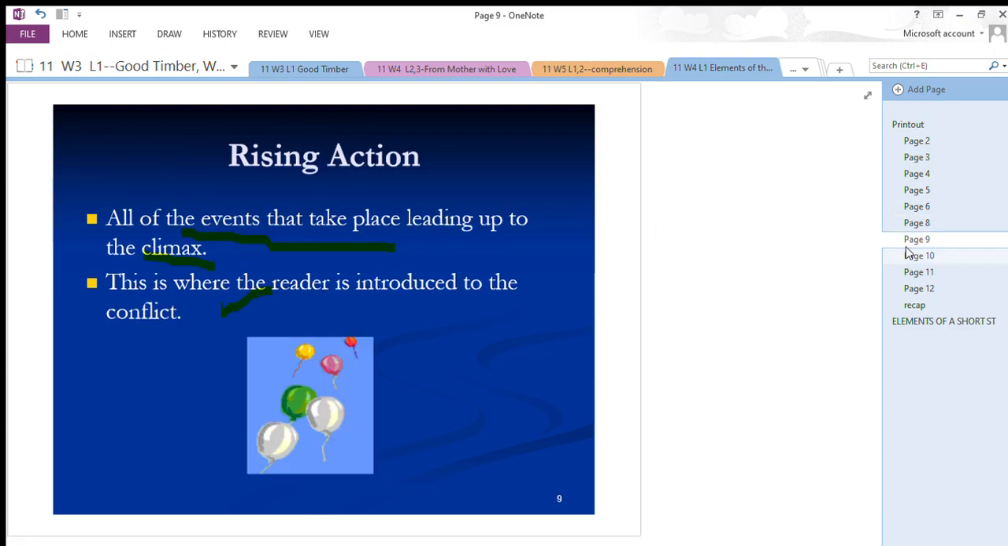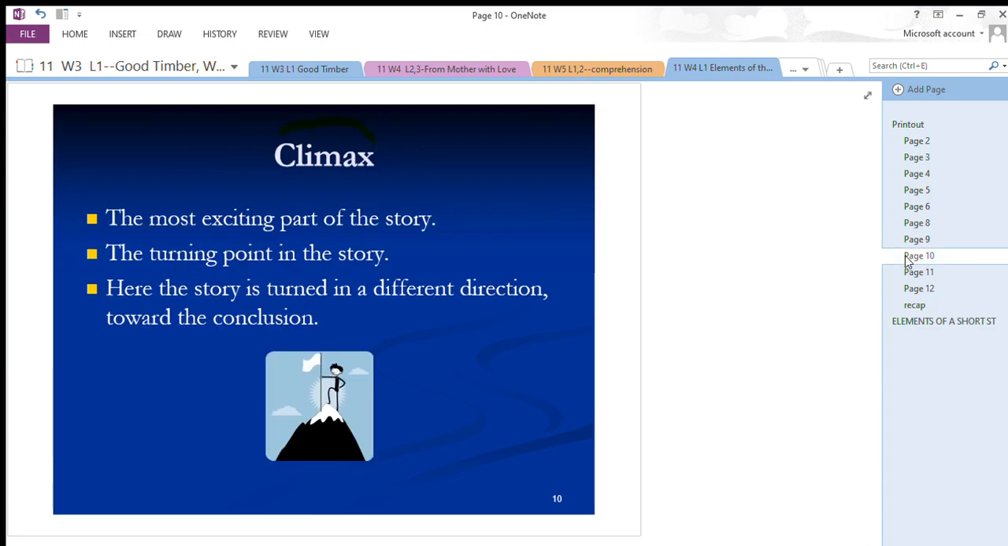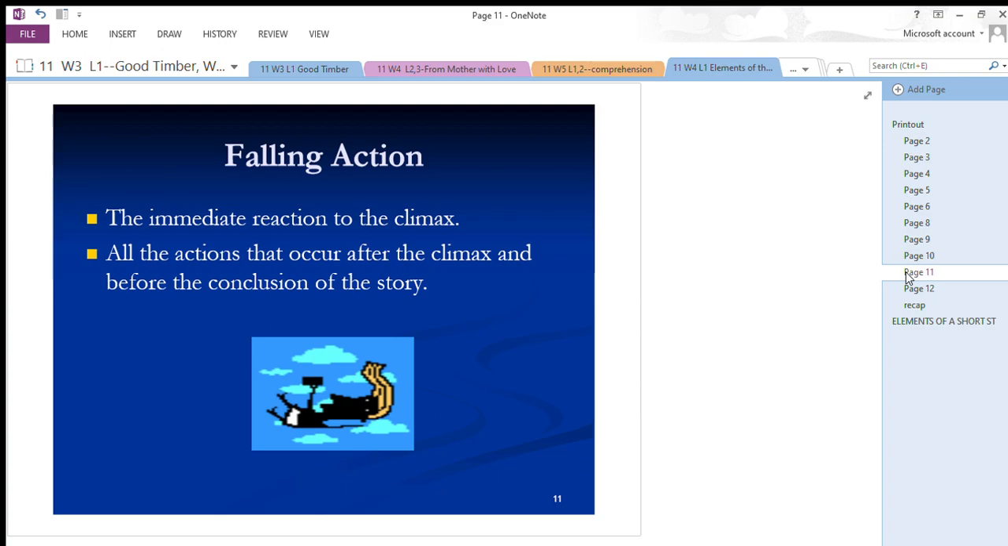Previously we discussed the rising action. After the rising action, climax, it refers to the most exciting part of the story or the turning point in the story. Here the story is turned in a different direction towards the conclusion where the story is going to end up. This is known as climax, exciting part of the story.